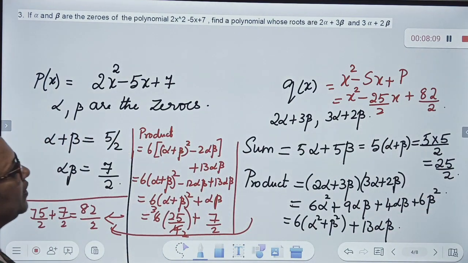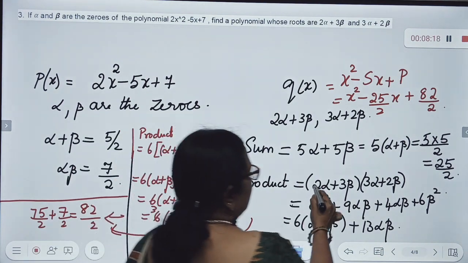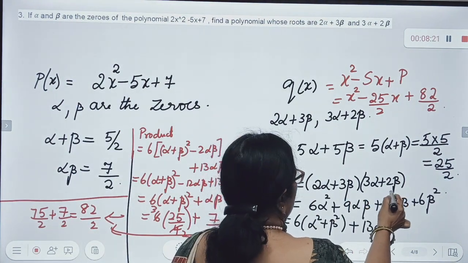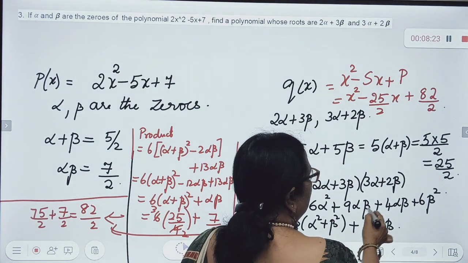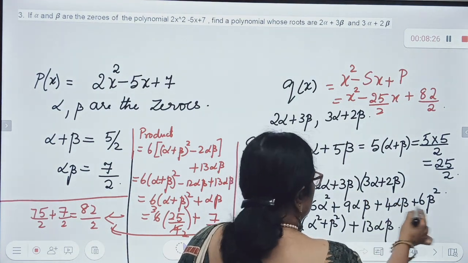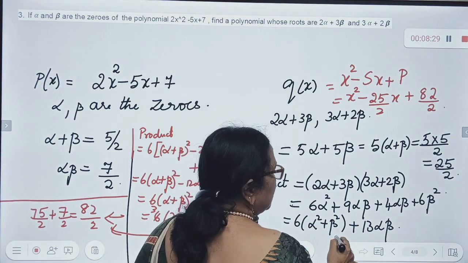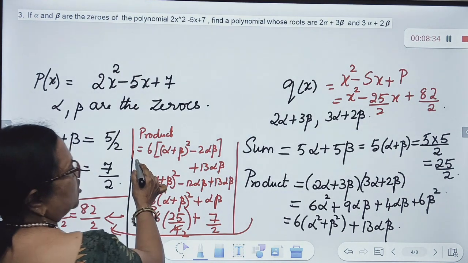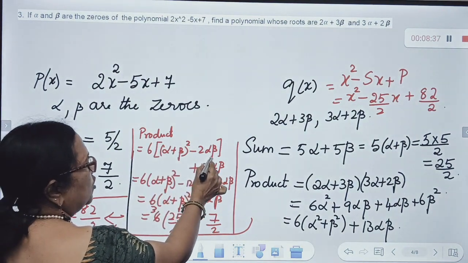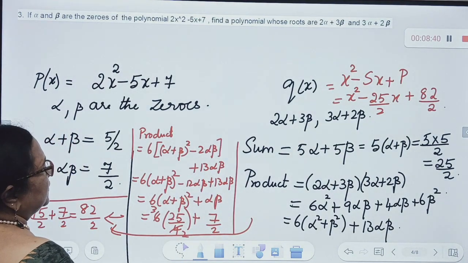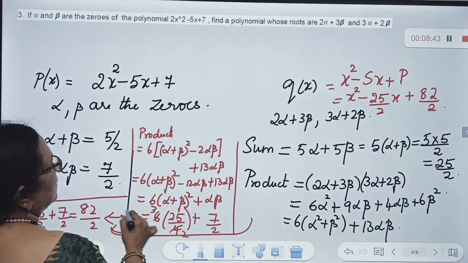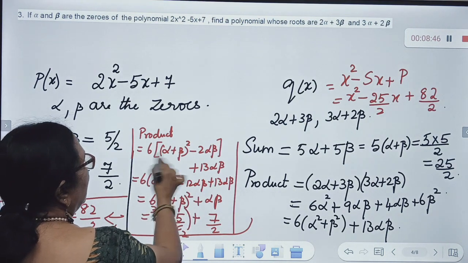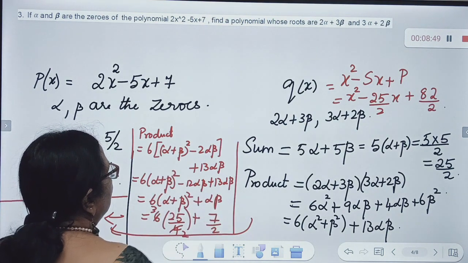x square minus 25 by 2 into x plus 82 by 2. So x square minus sum of the roots into x plus product of the roots. Here you will understand, 2 alpha plus 3 beta into 3 alpha plus 2 beta is 6 alpha square plus 9 alpha beta plus 4 alpha beta plus 6 beta square, which is 6 into alpha square plus beta square plus 13 times alpha beta, which is equal to 6 into alpha plus beta the whole square minus 2 alpha beta plus 13 alpha beta, which is again 6 into alpha plus beta the whole square minus 12 alpha beta plus 13 alpha beta gives plus alpha beta.